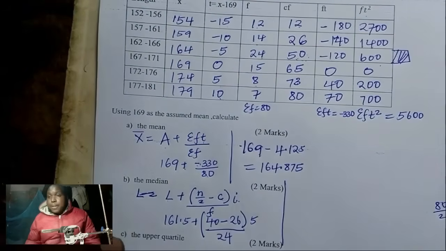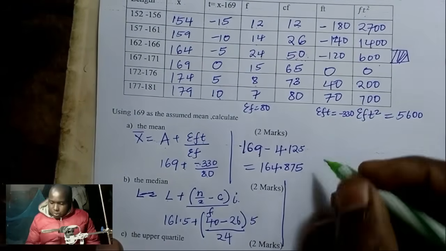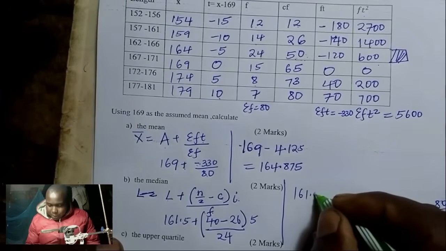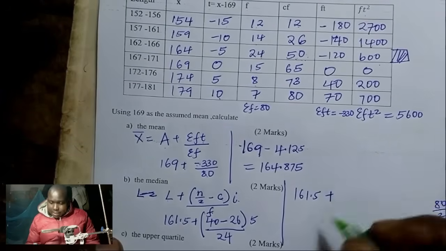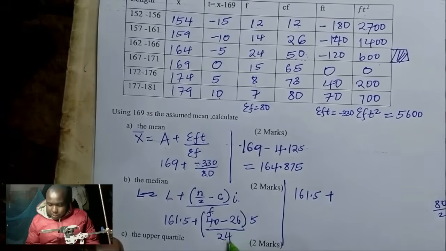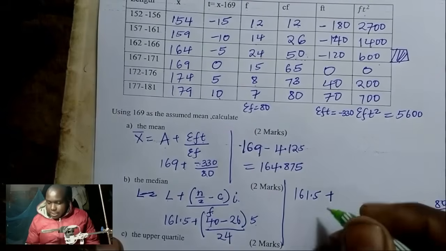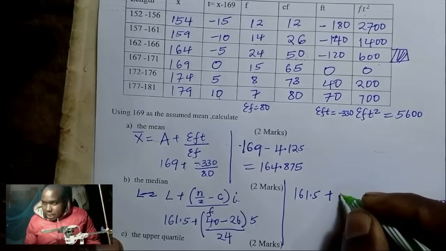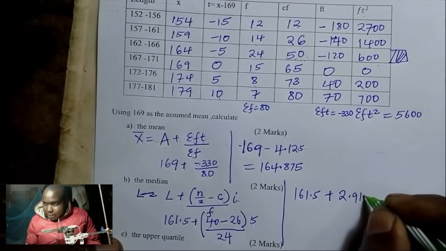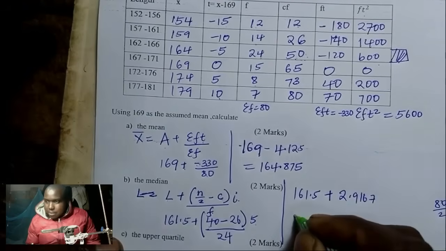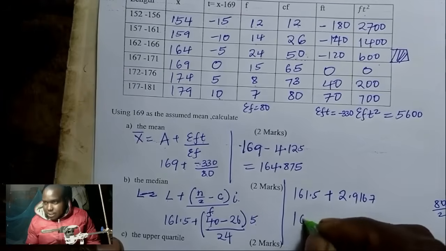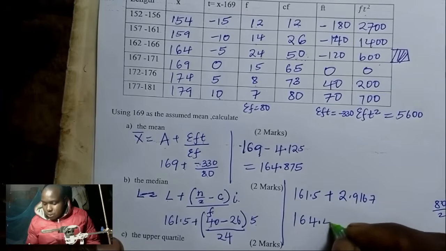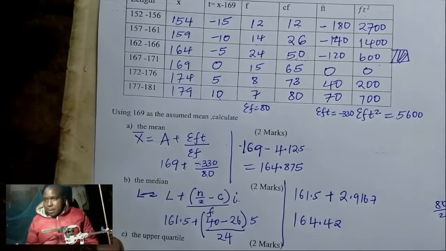So now this is 161.5 plus, you do this, you divide by this, and then times 5, you get the answer as 2.9167, and then now the median is 164.42, and that is our median, 164.42.